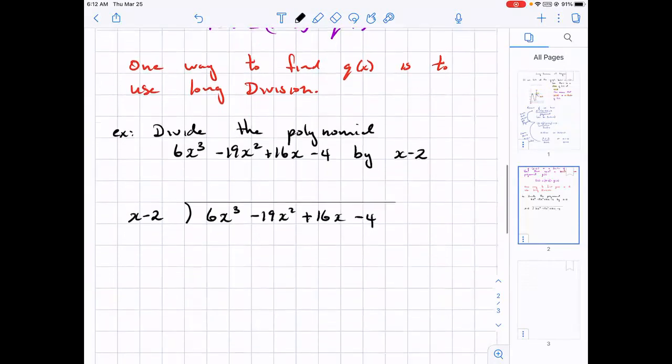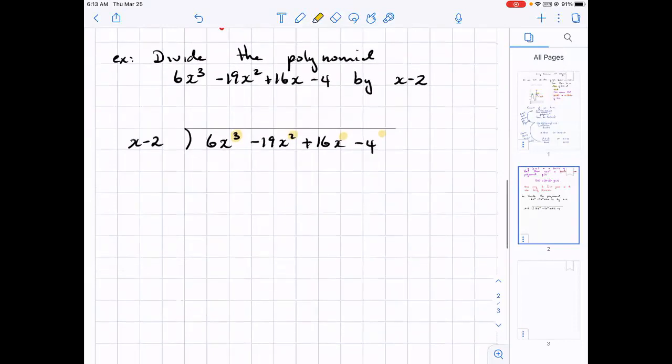So one of the things you will have to do is make sure that when you set up a polynomial, the powers are in descending order, right? There are no missing terms. We always want to make sure that there are no missing terms. And if there are missing terms, we have what are called placeholders. So that's something to keep in mind when you divide polynomials.